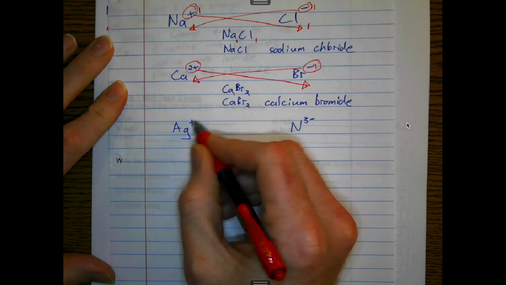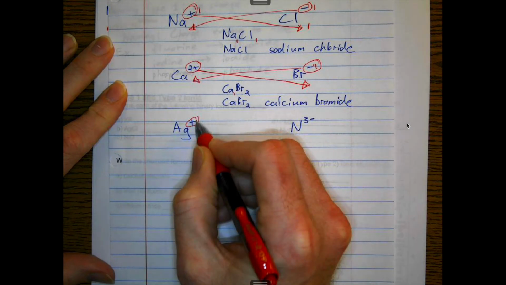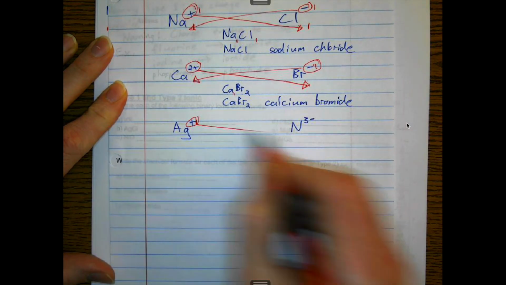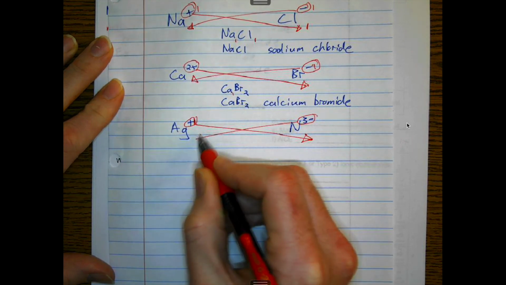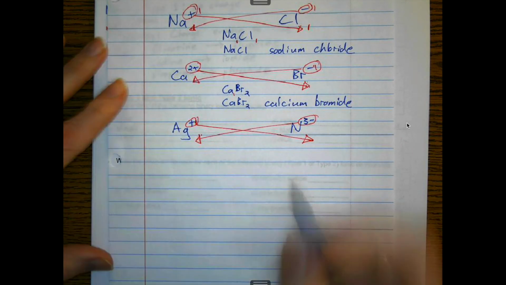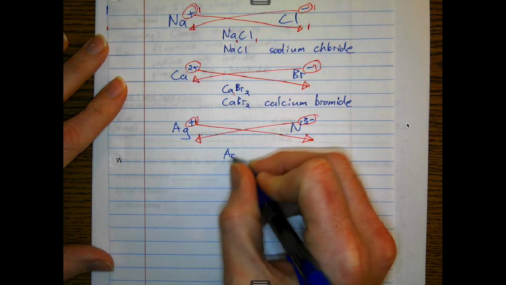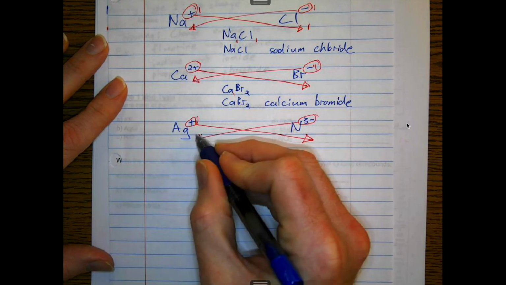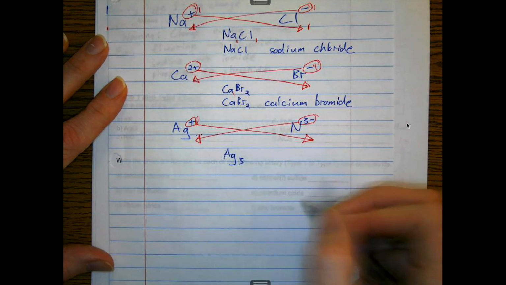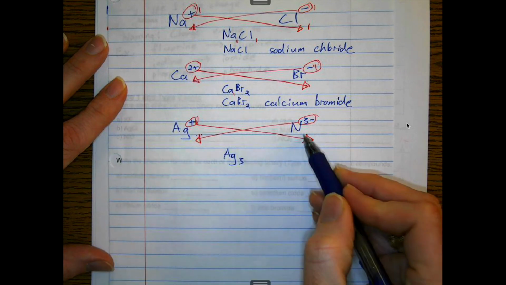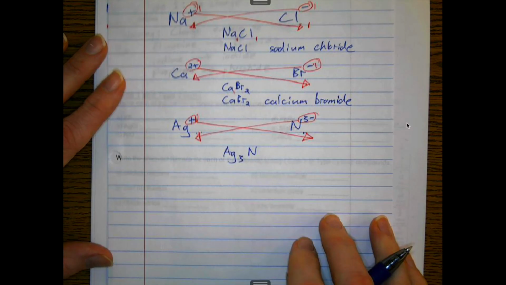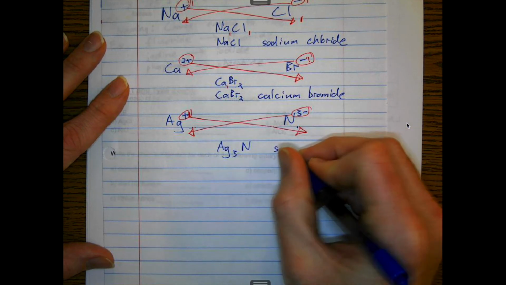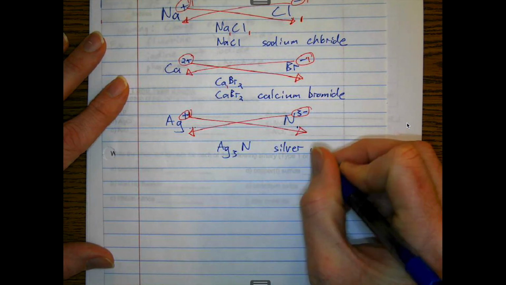Silver has a plus, and then nitrogen, if you looked at it, has a 3 minus, or a -3. We're going to crisscross this, and we're going to get Ag. The 3 comes down here, Ag3, and the 1 comes down to be the subscript for N. And we would call that silver nitride.